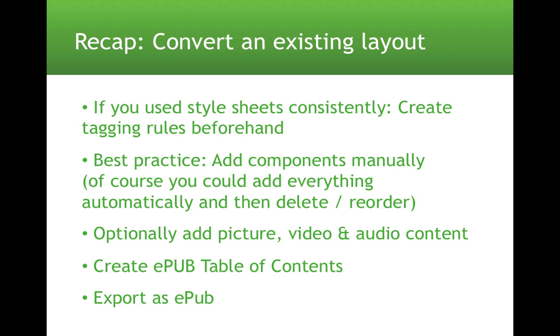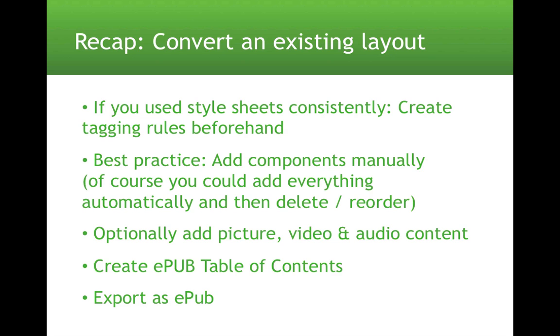If I haven't done that, I need to add components manually, also because the order of the components is important in an ePub. If I have very few boxes on my pages, it's best practice to actually add the components manually so that you don't need to reorder later. Of course, you could do that automatically. Have a look how that works with your layout. Maybe that's the quicker way. I found that adding components manually is typically the faster way to do that.